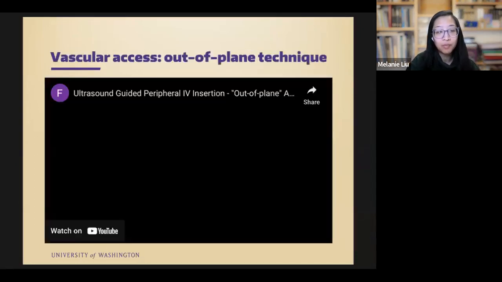But basically, what I wanted to show with the video, and I'm so sorry that's not loading, is a technique that we usually use, and I can send these out to you afterwards. It's the technique that we use to do our out of plane dynamic ultrasound guidance. Essentially, once you get the vessel in short axis, you want to be moving your probe and your needle tip sequentially.